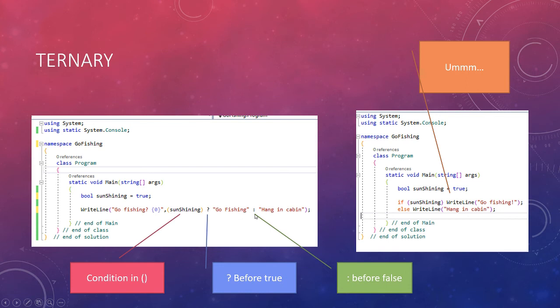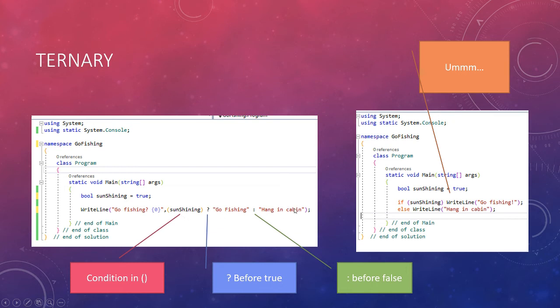Then I have a colon, and the colon represents the position that what follows me is false. So if the sun is not shining, I will use hang in cabin to replace that parameter. So depending on the sun shining variable, I'll either plop go fishing into my parameter, or I will plop hang in cabin into my parameter. Super powerful. I've seen some students do some amazing things with some ternary operators.